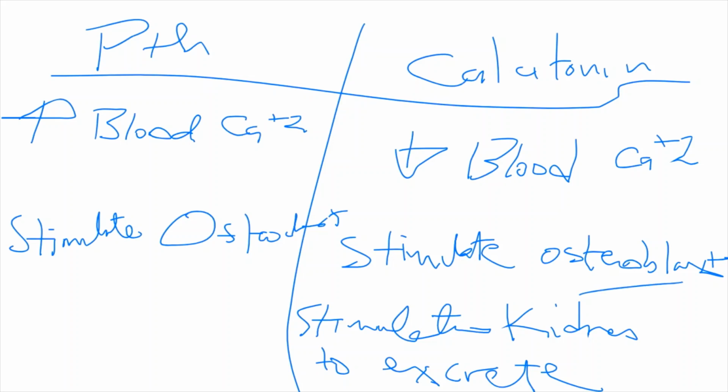PTH, on the other hand, has three functions, right? One, stimulate osteoclasts to chew up bone. Two, it stimulates the kidney, not to get rid of calcium, but to take it back, to reabsorb. We call this stimulating the kidney to conserve or to save, or the term that people use, reabsorption.